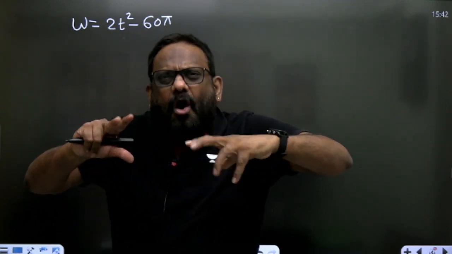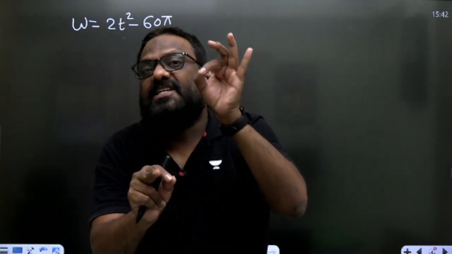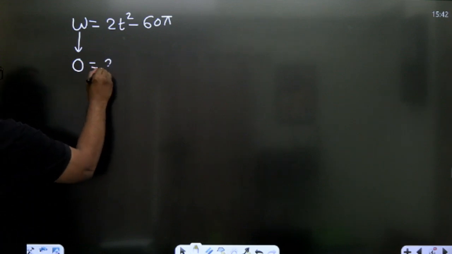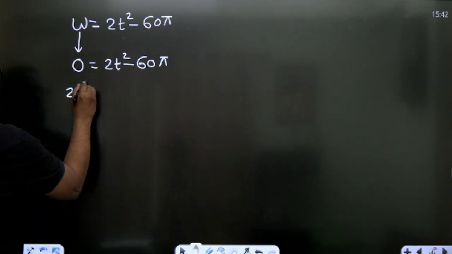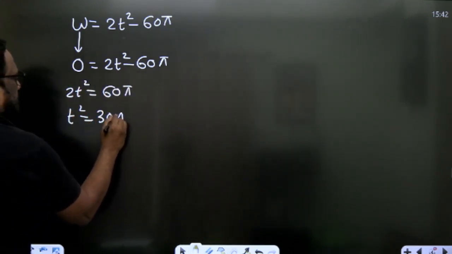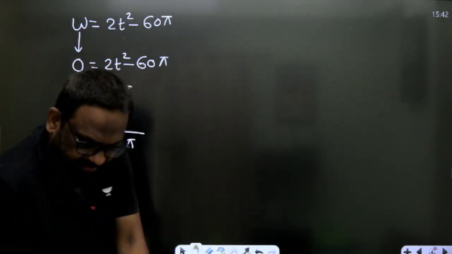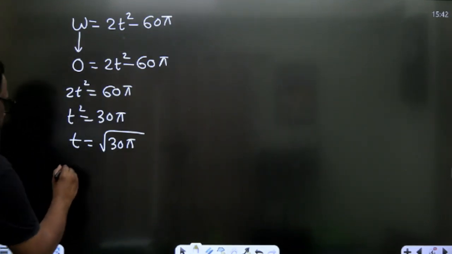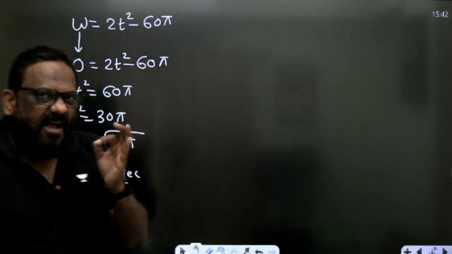At some point of time the velocity becomes zero, then you reverse. So the meaning of reversing the direction here is, he is asking the time when its speed is becoming zero. Omega is 0, equal to 2t square minus 60 pi. So 2t square is equal to 60 pi and t square is equal to 30 pi. So t will be equal to the square root of 30 pi, in seconds, which is 9.71 seconds.